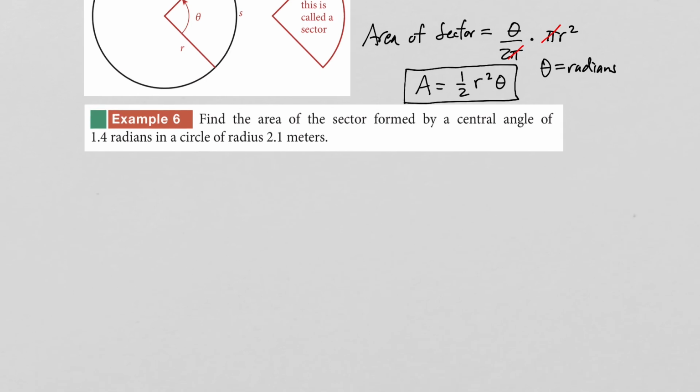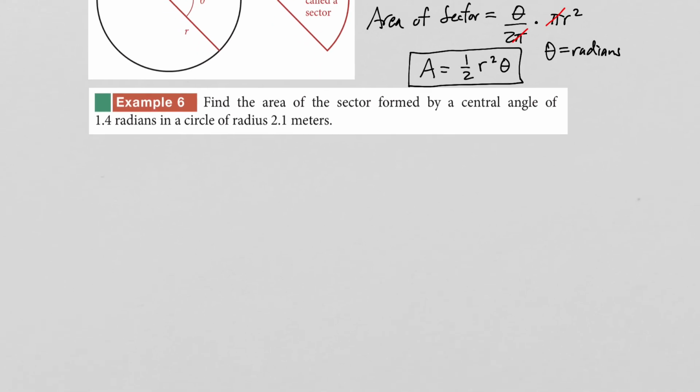Okay, so let's take a look at a simple example here. Find the area of the sector formed by a central angle of 1.4 radians. So that's our theta. And the radius is 2.1 meters. So the area of this sector is 1/2 times the radius, 2.1 meters, quantity squared, times theta, which is 1.4.